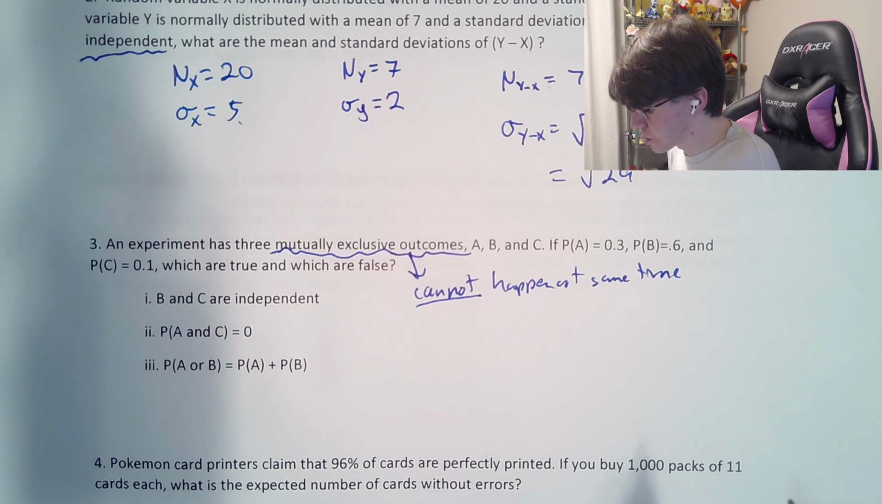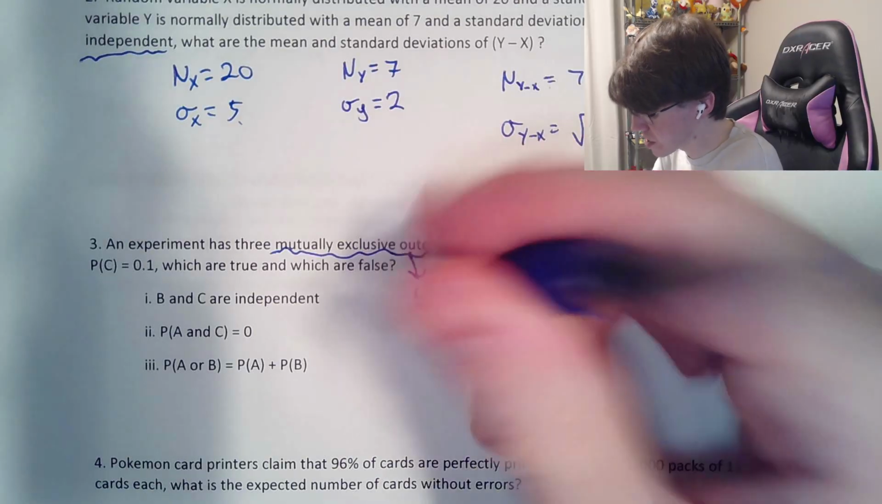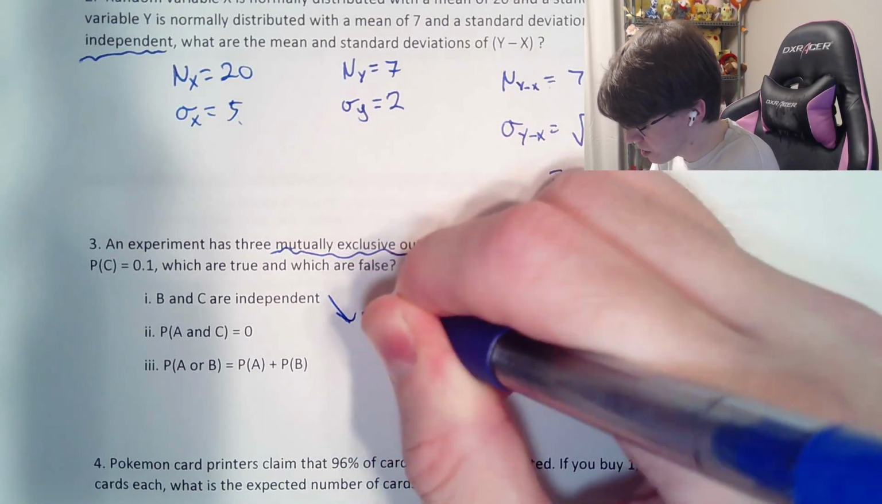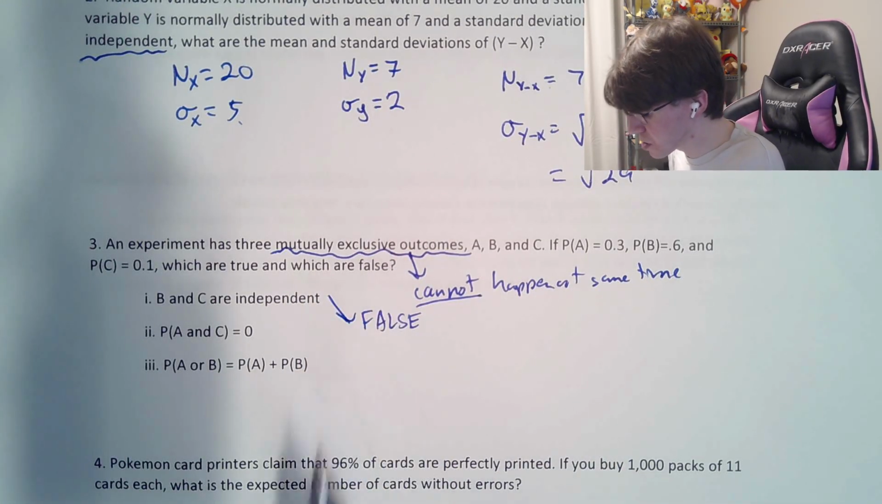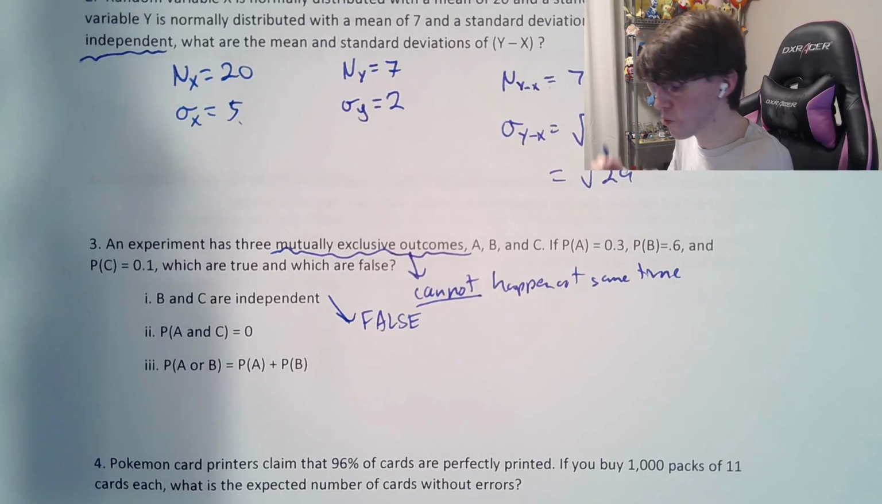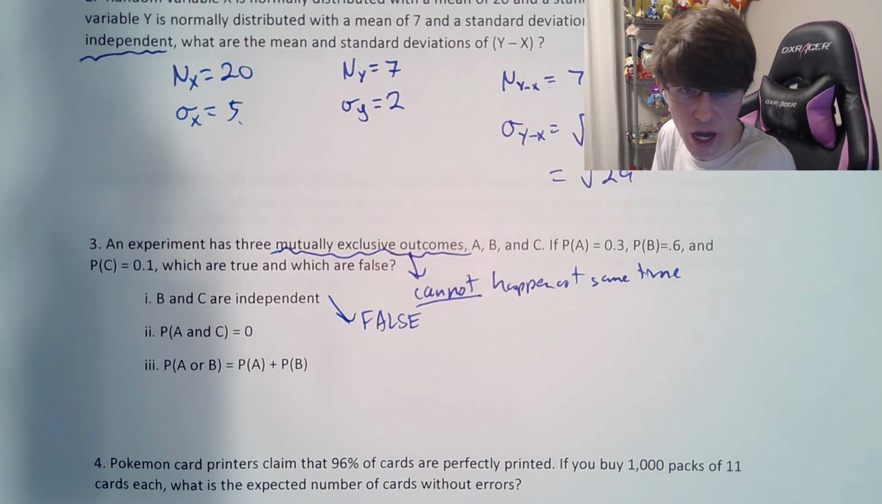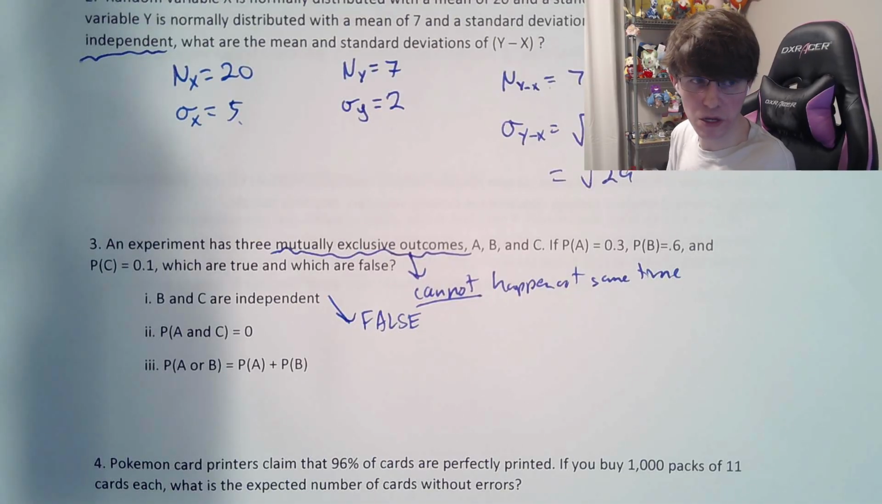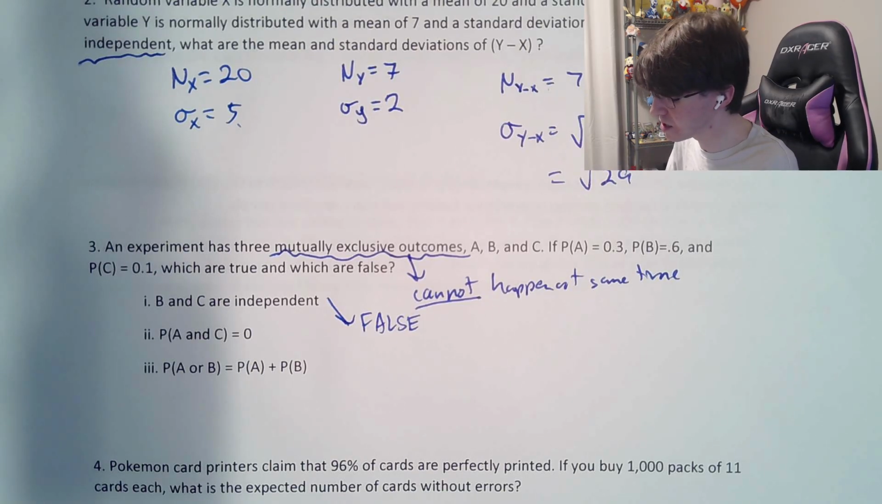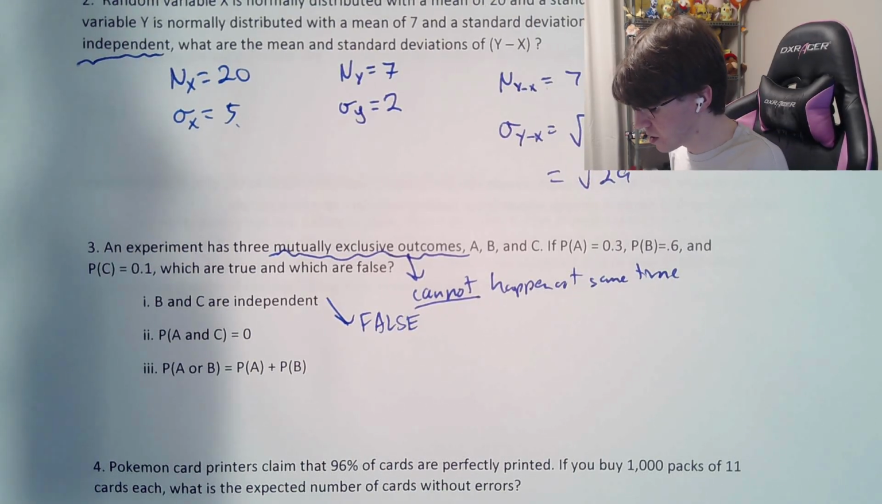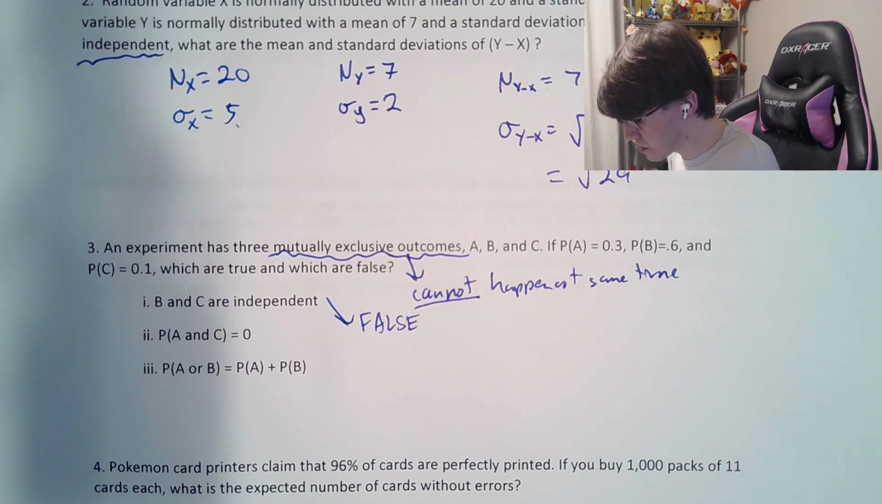So we've got to figure out which ones are true and false. B and C are independent. That is a huge false. Oh gosh, major falsehood. The reason why it's a major falsehood is they're mutually exclusive. If they're mutually exclusive, that means if one of them happens, you know that the other one does not happen. So they're absolutely not independent, because if B happens, C doesn't. If C happens, B doesn't. False, absolutely not, because they can't happen at the same time.